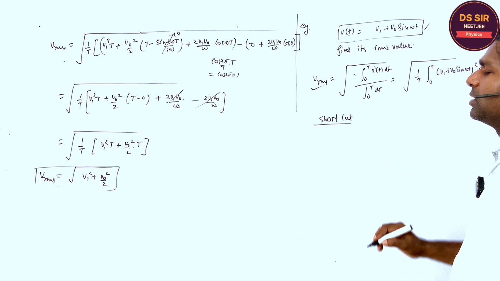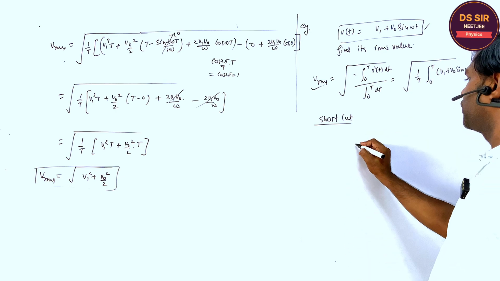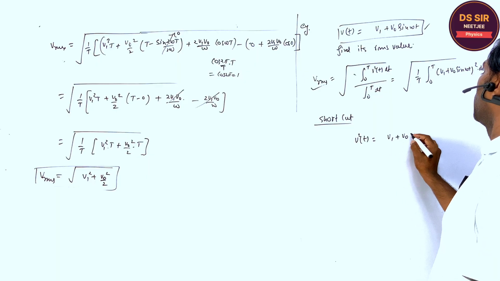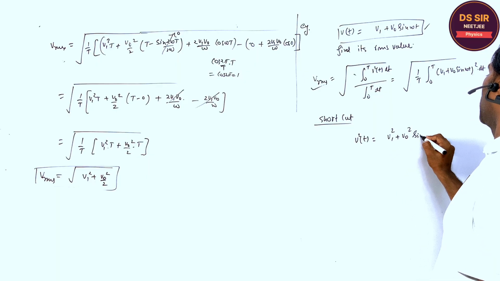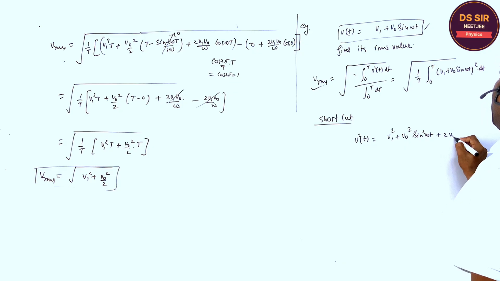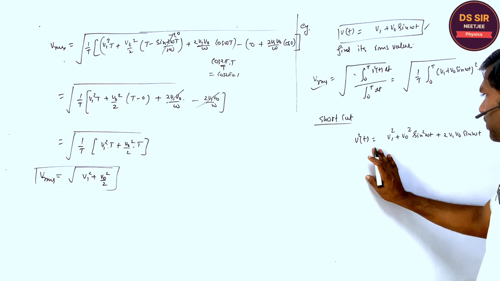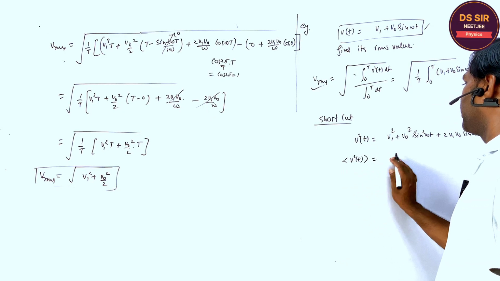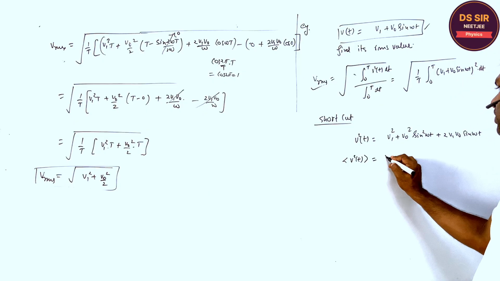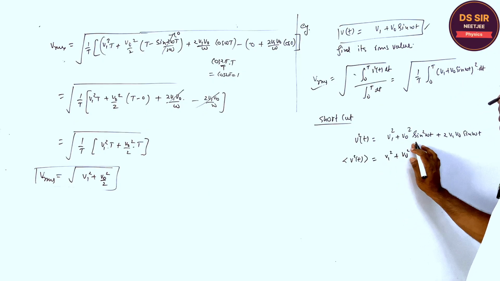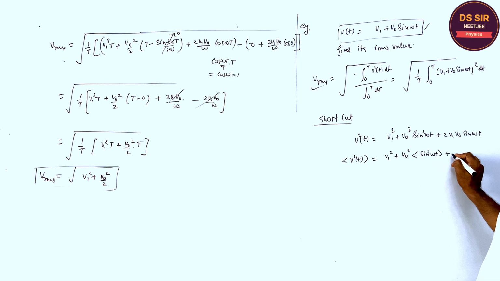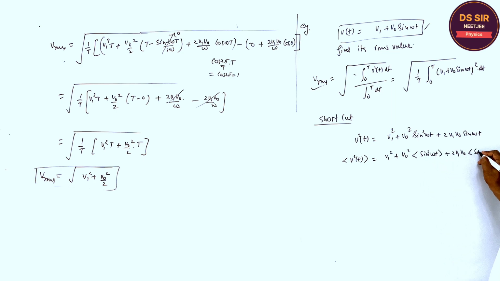If you want to find the RMS value, first what will you do? You will make a square: V1 square sine square omega t plus V0 square plus 2 V1 V0 sine omega t. Do you understand or not? First make the square, then take its average value. The average of the constant is the same, V0 square. Then the average of V1 square sine square omega t plus 2 V1 V0 sine omega t.